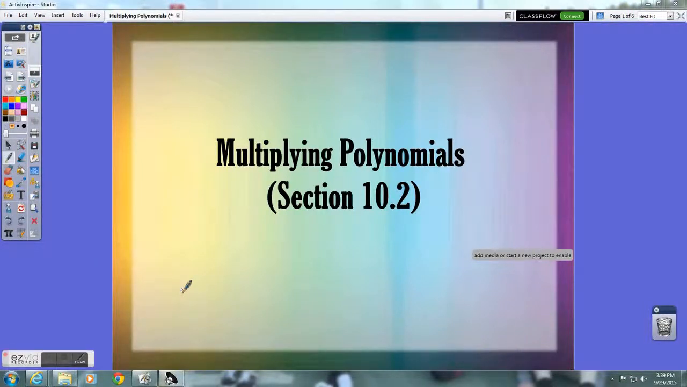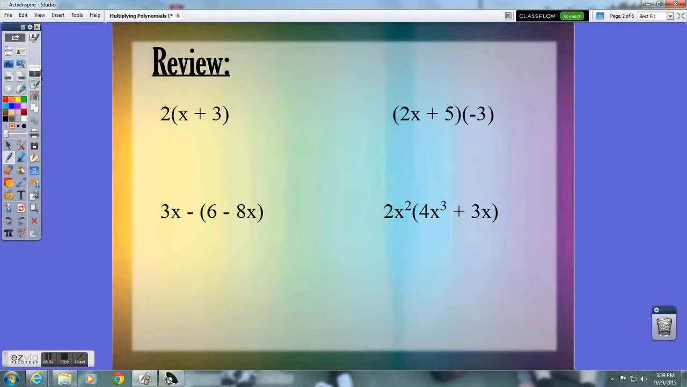In this lesson, we're going to look at how to multiply polynomials. So first, let's do a real quick review, focusing on the distributive property. In my first problem, 2 is outside the parentheses, so that's the number I should distribute, and I have to do it to both. So 2 times x gives me 2x, and then 2 times 3 gives me a 6. Since that 6 is positive, I need to add in the plus sign in between them.